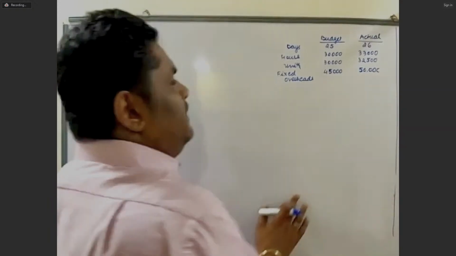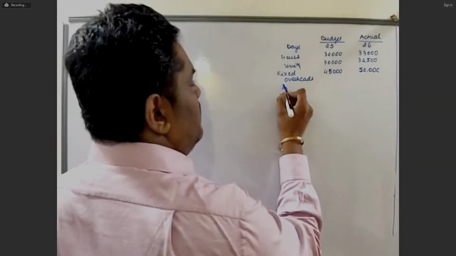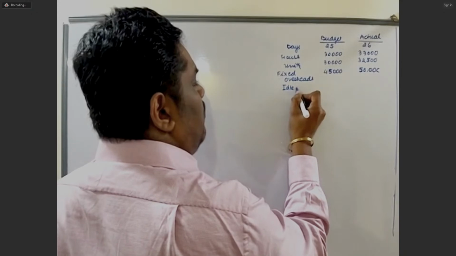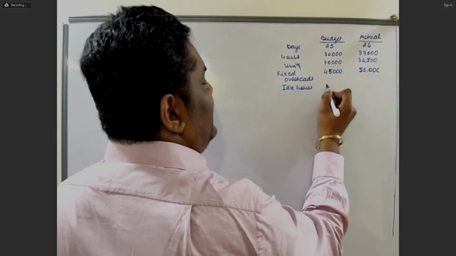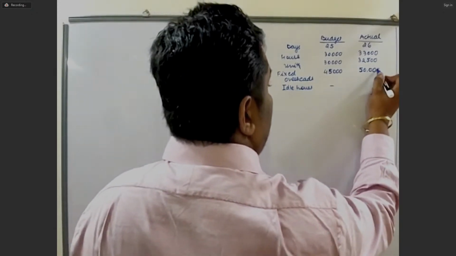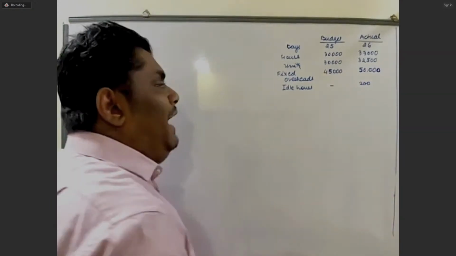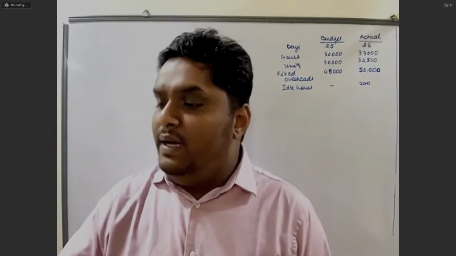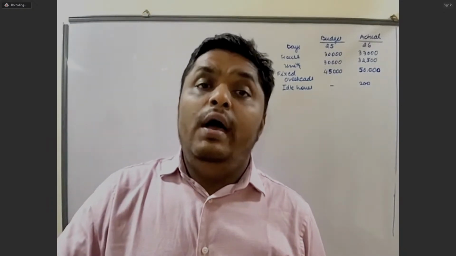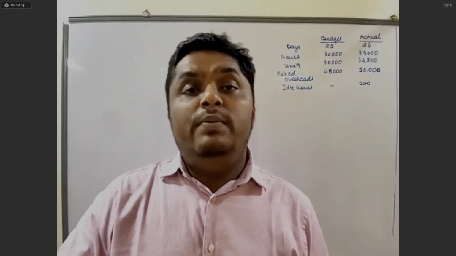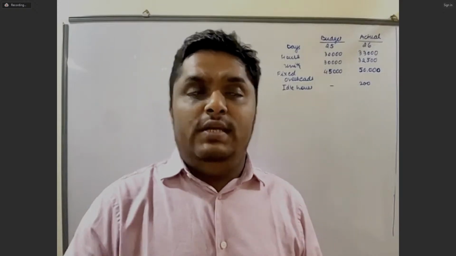Now let's take one more situation wherein idle hours are also given. Let's say 200 hours. Idle time or idle hours are also given, let's say 200 hours. Now, what will change in the solution? What will be the change in solution?